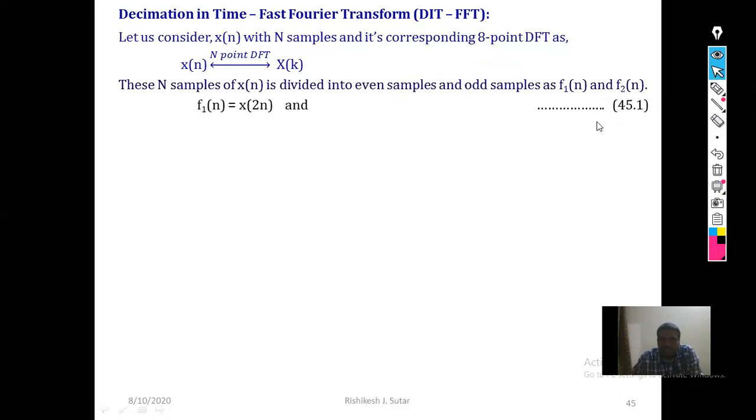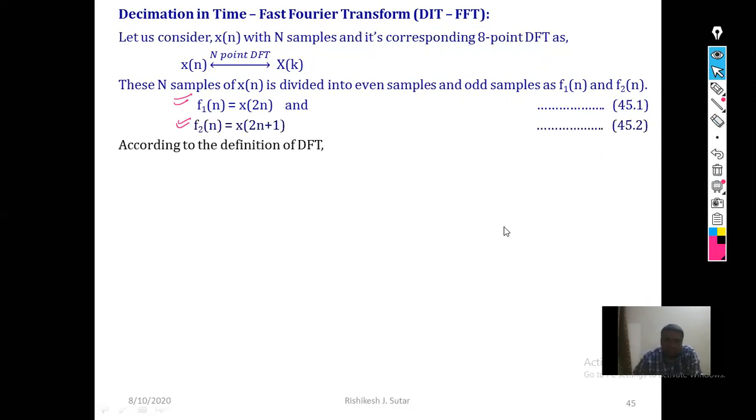So let us write it. As it is even samples, I can consider f1 of n is equal to x of 2n, because I want the even samples, and for the odd samples we can consider f2 of n is equal to x of 2n plus 1, because I want the odd samples.